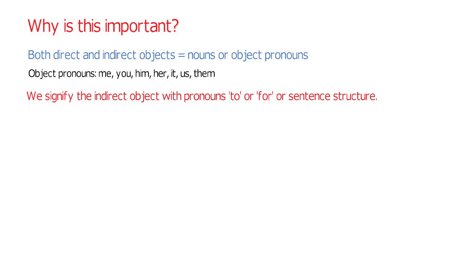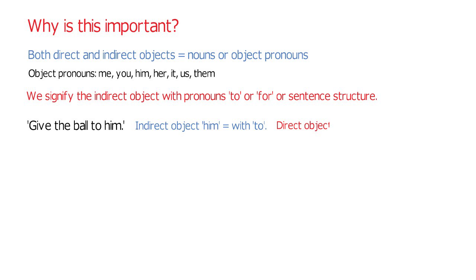Take a look at this sentence. Give the ball to him. What is the indirect object here? Correct, him. We know that it is him because it is preceded by the preposition to. What is the direct object? The ball. The ball is the thing receiving the action, and it has no preposition.